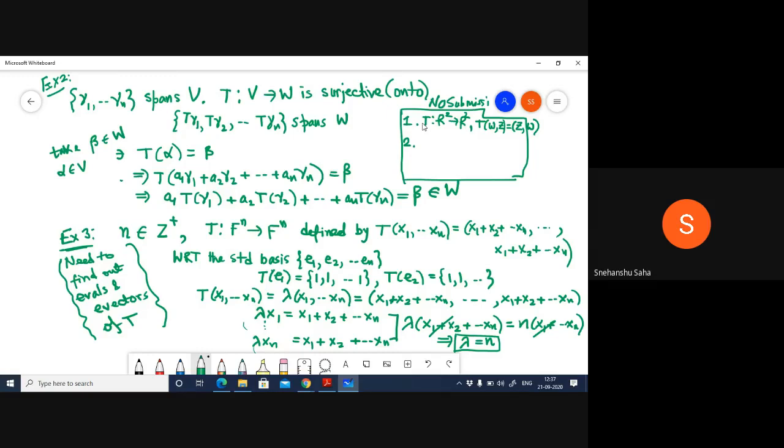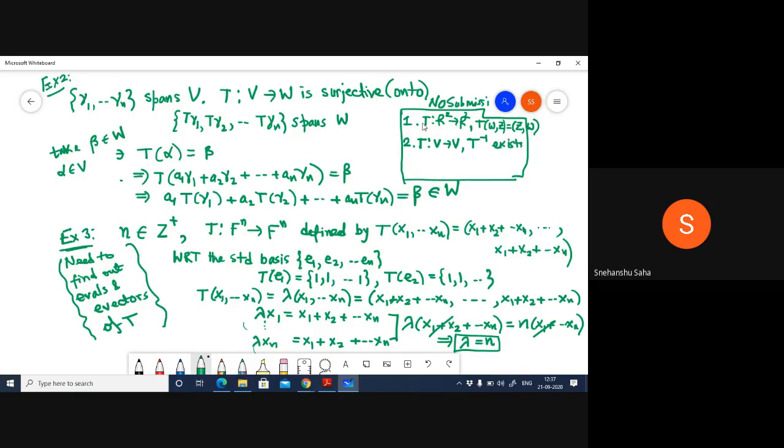And number 2 is, T is a linear transformation from V to V, and I assume that T inverse exists.